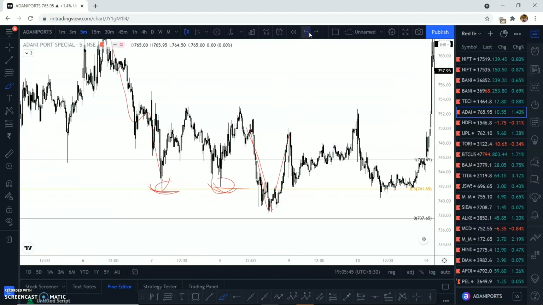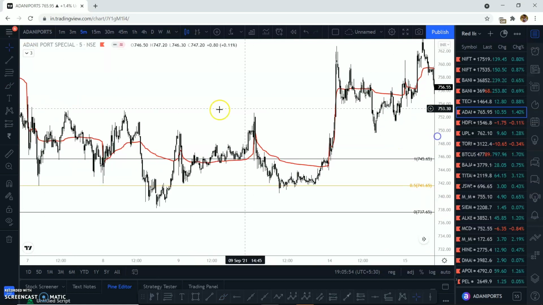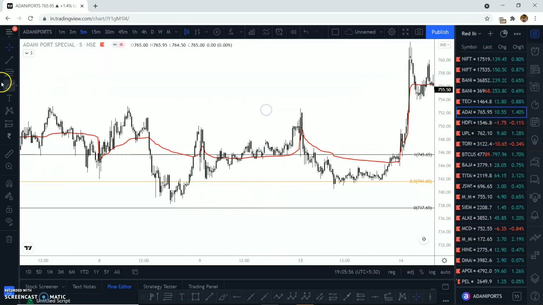The only time you will buy this is when the prices are above VWAP. So if I simply use this VWAP, the only time you will buy this is when the prices are sustaining above this level and above VWAP.